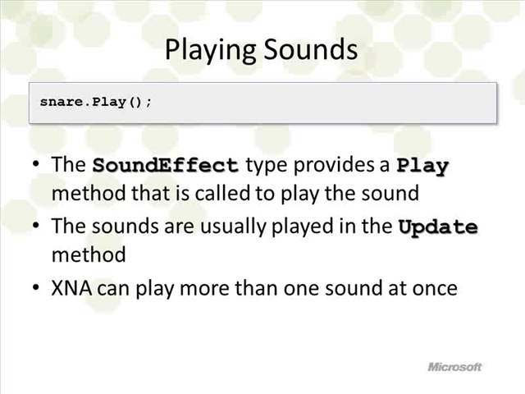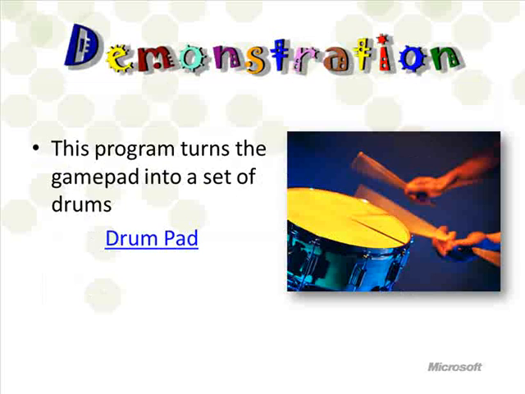Bottom bullet point: XNA can play more than one sound at once. If you want to have an explosion and an engine noise and a missile going overhead and some background music, then XNA can do all that. The number of sound channels, you've got over 250 or so to play with on the Xbox, which is loads. I've not really ever had a problem running out of sound channels on the device. So yeah, just call the play method and the music plays.